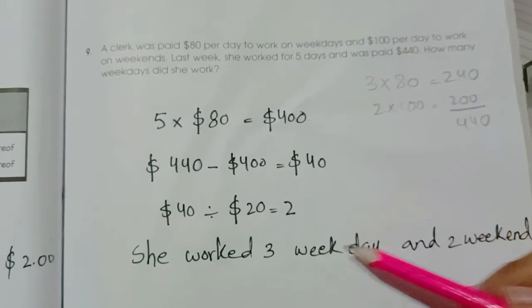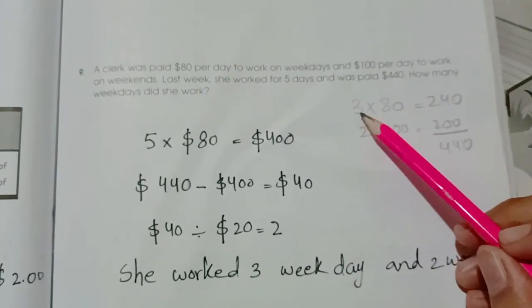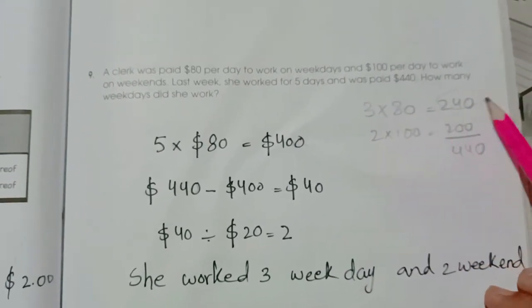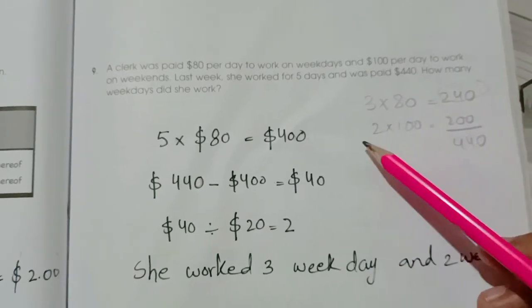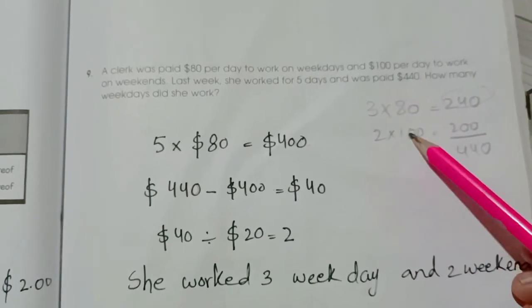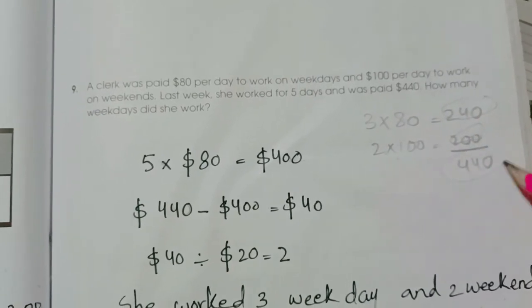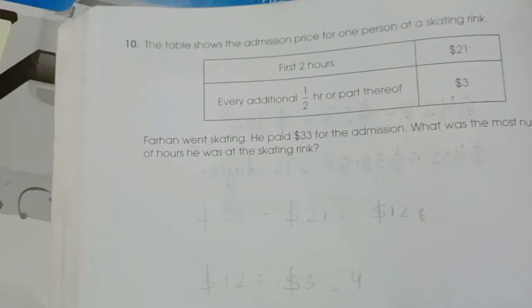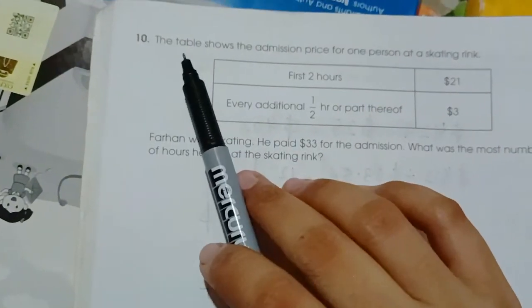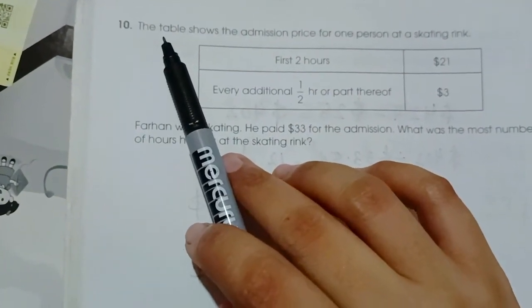She worked 3 weekdays and 2 weekends. 3 weekdays means 3 multiplied by 80, 240. And 2 weekends means 2 multiplied by 100, 200. When we add 240 and 200, the answer is 440. Question number 10, the last question of revision.